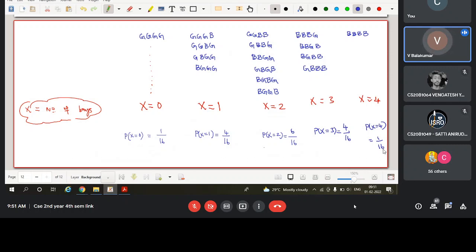Once you have a random experiment, you can define a random variable. Based on that definition, you can talk about probability. Suppose I look at this last sentence, I will be writing here. Usually I will be writing capital X equal to small x. Capital X is the random variable. Small x is the value taken by the random variable.